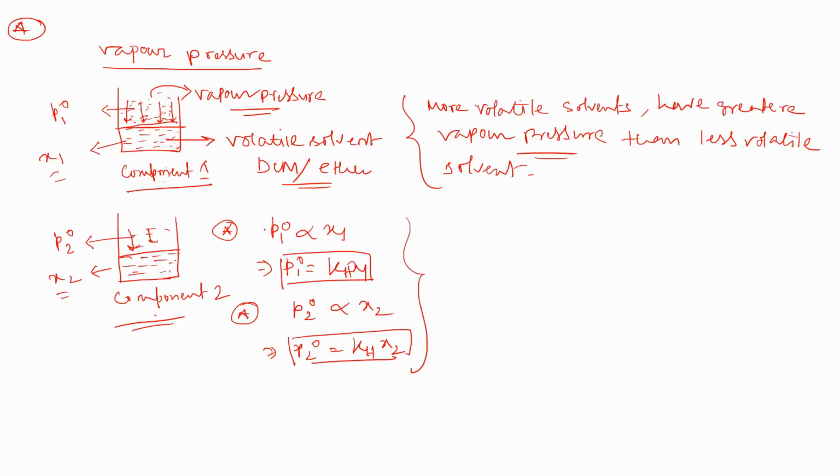But suppose we mix these two volatile solvents in one pot, and the two volatile solvents are miscible with each other. When they are miscible, they will not be pure in this situation. The two volatile solvents are mixing, so they are not pure in this case.